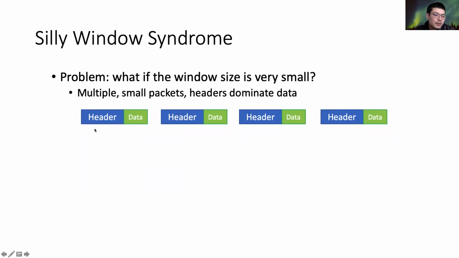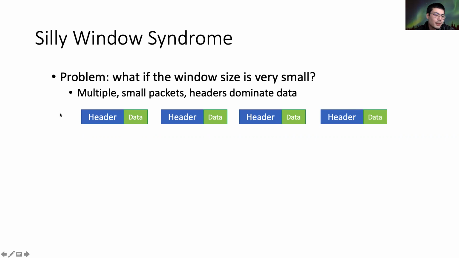If you have very small packets, very small content, the headers will dominate the data. You think about it. You have the port number, the IP address, the Ethernet MAC address, etc. All these contents are there, but your data is just a little bit. So you can see utilization is very low.